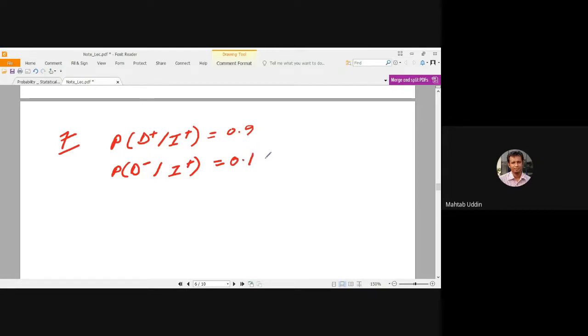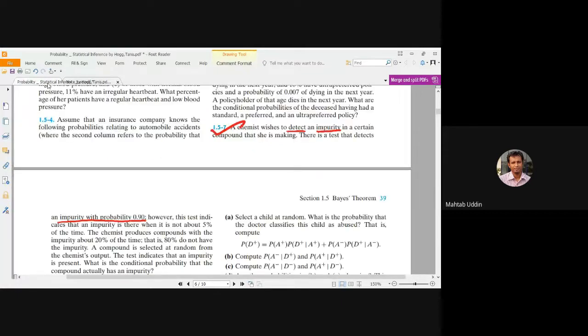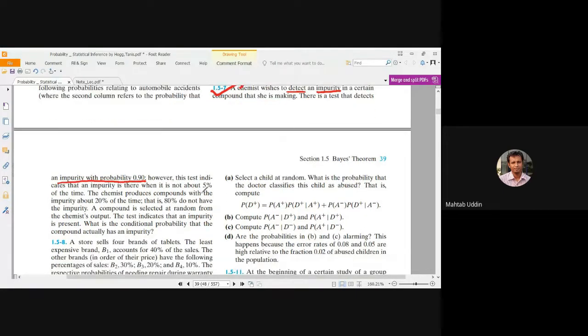Now, what can we call it? False what? False negative. So one statement actually gives us two pieces of information. Statement 1, but 2 pieces of information.